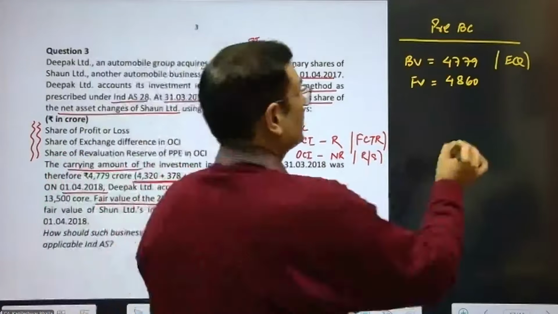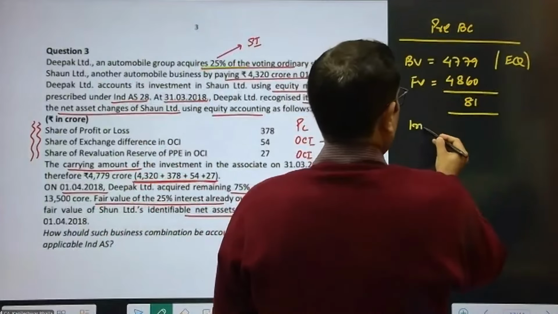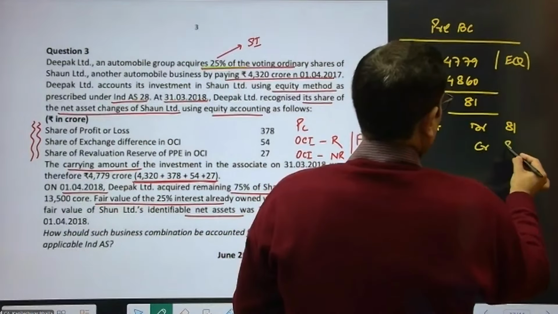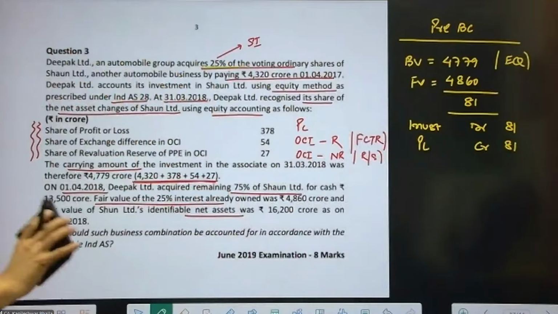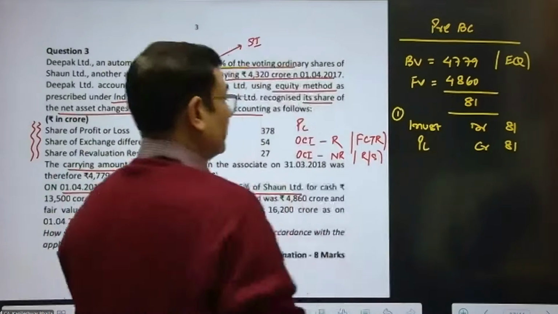I think it's 81. So where do you take this gain? Investment gets a debit. And where do you take this gain? Profit and loss. So this is updating the PHI. We have put a separate entry for updating the PHI.